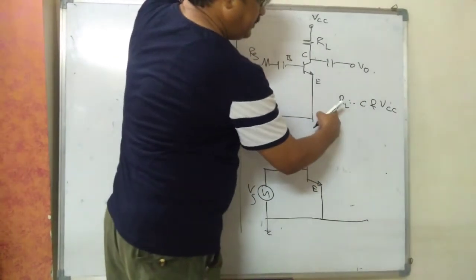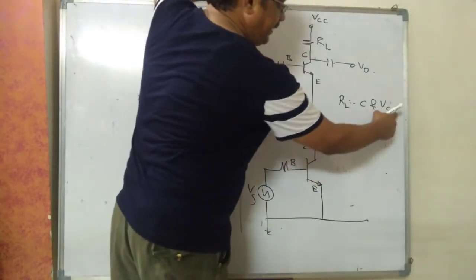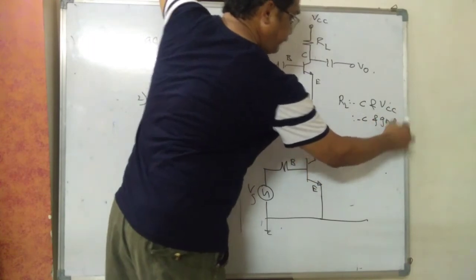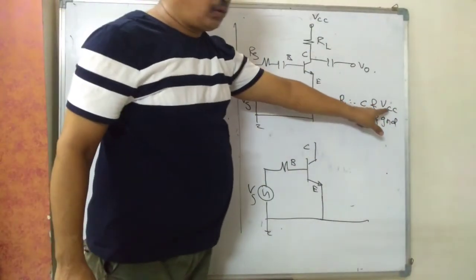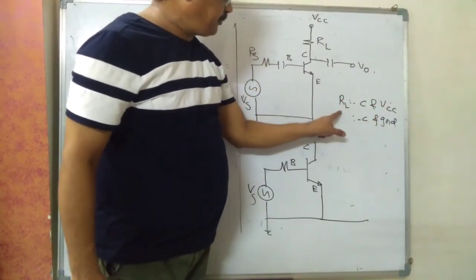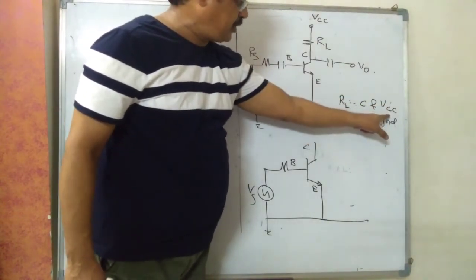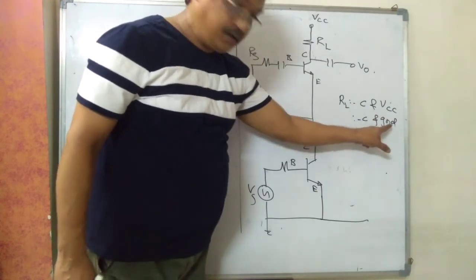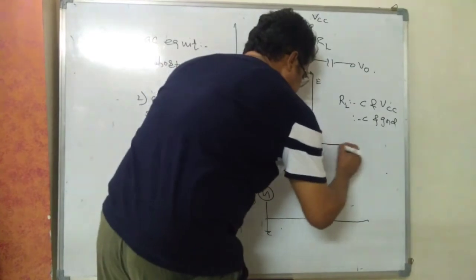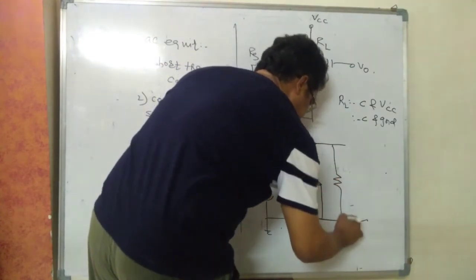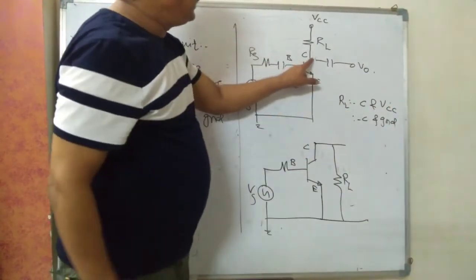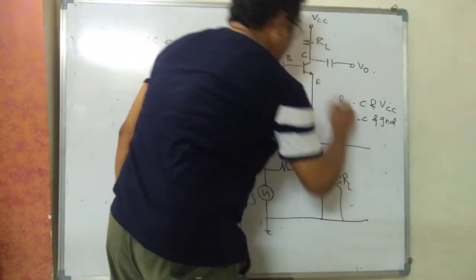So RL is connected between collector and VCC. So it will now appear between collector and ground. You have to connect VCC to ground. So RL, which is connected between collector and VCC, now we have to connect it between collector and ground. This is collector, this is ground. Between collector and ground, and this capacitor again shorted.